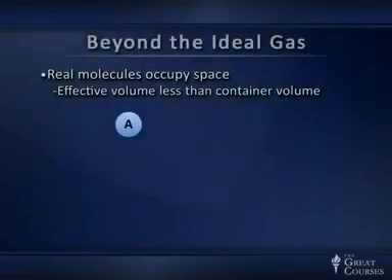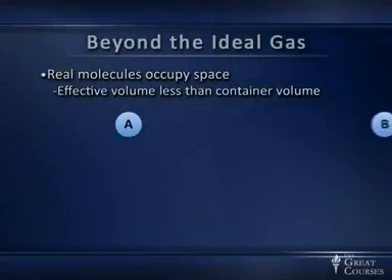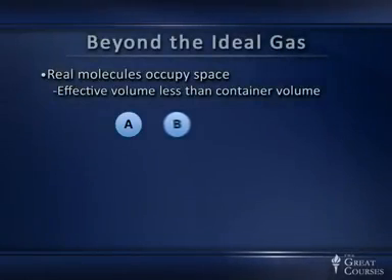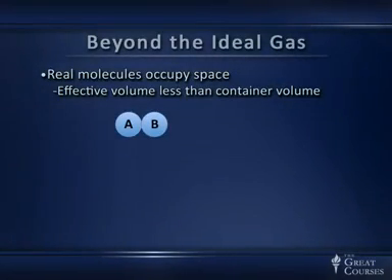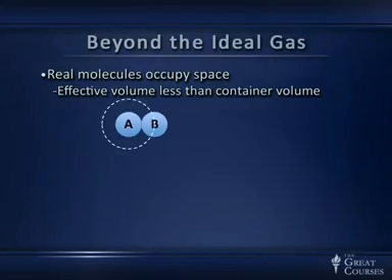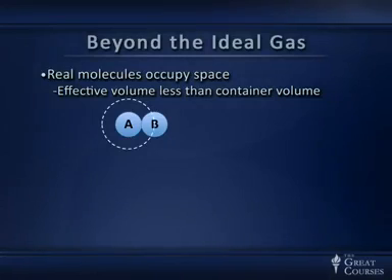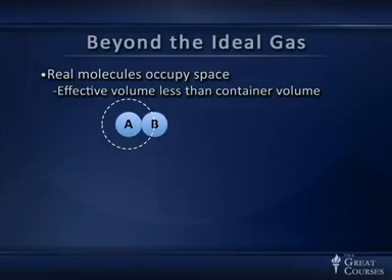And finally, let's move beyond the ideal gas to look at real gases and see how they're different. First of all, real molecules occupy space. There's molecule B coming toward molecule A, and that's the closest it can get because these molecules occupy space. And so there is a circle around molecule A whose diameter is twice that of molecule A, and that volume is excluded to molecule B. Its center, molecule B's center, can't get any closer than that distance from molecule A.